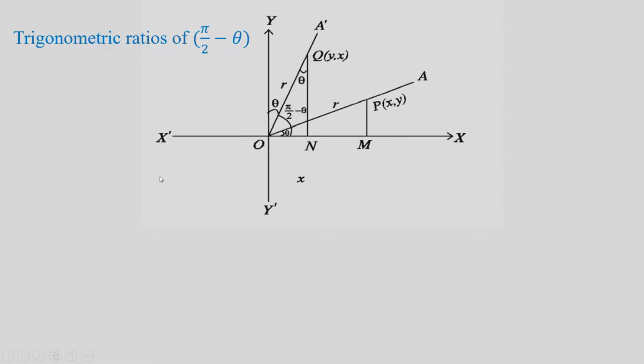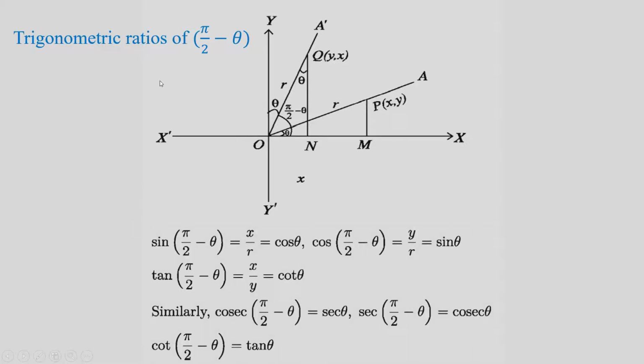Okay, now the ratio of sine of this angle pi by 2 minus theta is equal to perpendicular by hypotenuse. Here perpendicular is QN and hypotenuse is OQ. QN is equal to x here and hypotenuse is R here.